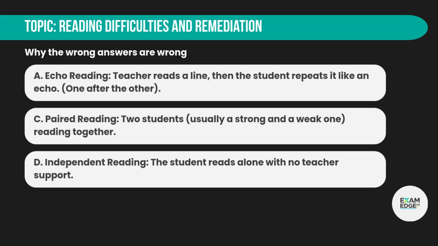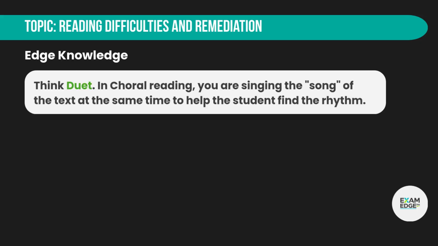Why the wrong answers are wrong. A. Echo reading: the teacher reads a line, then the student repeats it like an echo, one after the other. C. Paired reading: two students, usually a strong and a weak one, reading together. D. Independent reading: the student reads alone with no teacher support. Edge knowledge: think duet. In choral reading, you are singing the song of the text at the same time to help the student find the rhythm.